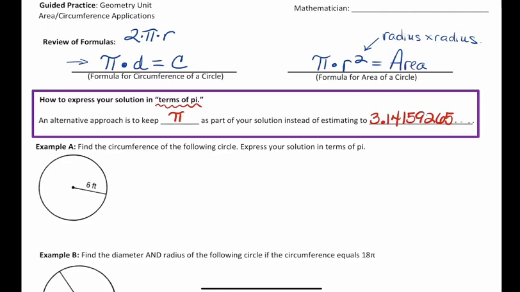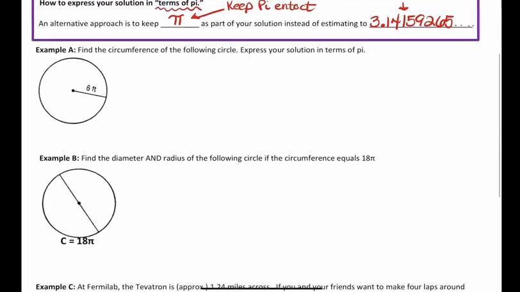But what we're going to do is a very algebraic way. We're going to keep pi intact, which sounds weird, meaning we're not going to multiply anything times this number. We're going to leave that pi the way it is. Pi is just going to be pi. So let's go through some examples, and you'll know what I'm talking about.